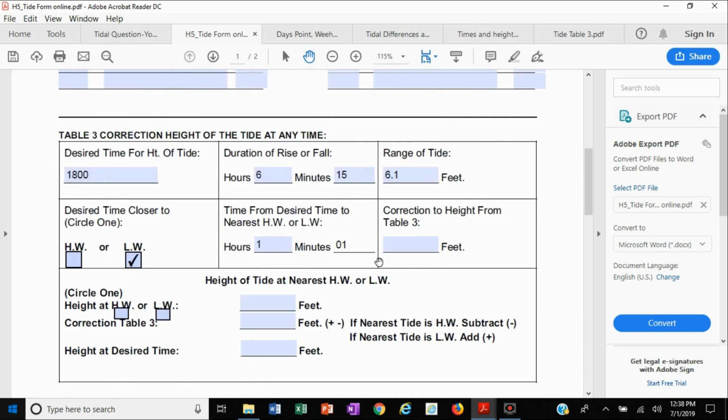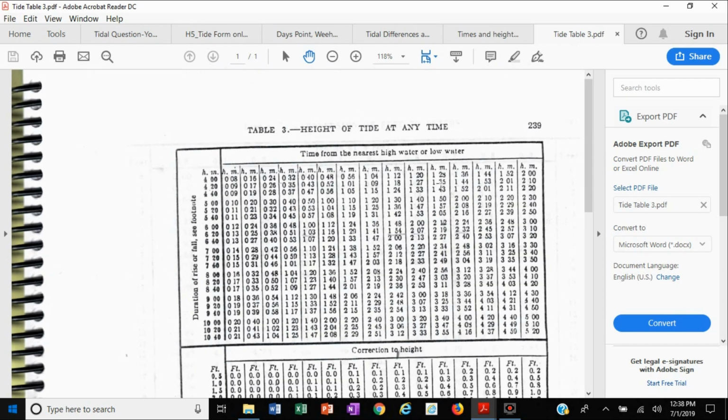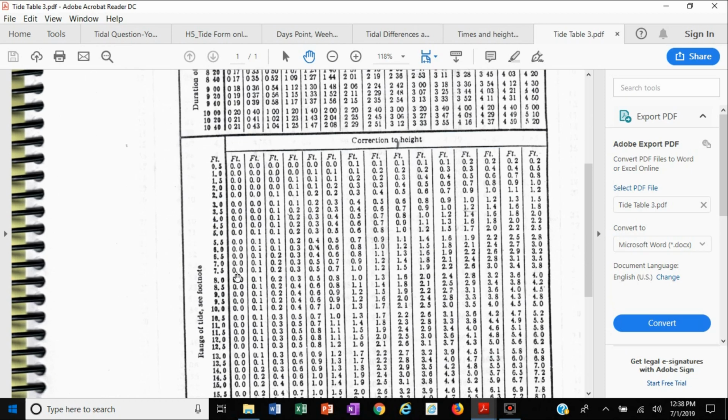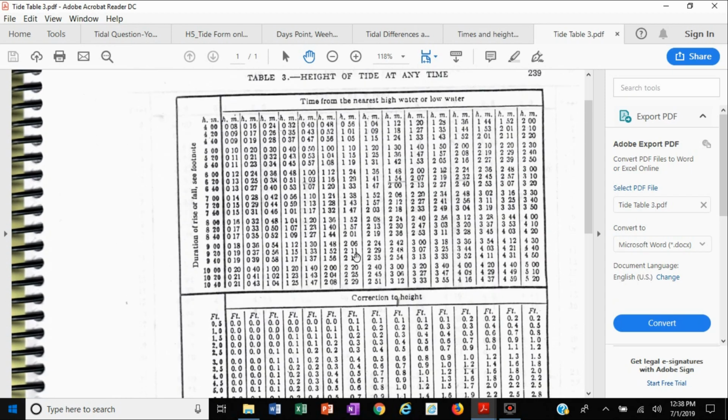Okay? So now we have to do a correction to height from table 3. This is where a lot of mariners kind of get messed up as well. If you look at table 3 on page 239 of the book, you will see the duration of rise or fall on the left-hand side of table 3 and the time from the nearest high water or low water on top. And then down below you will see the range of tide and the correction to height. So this is how we do this. The duration of rise and fall.